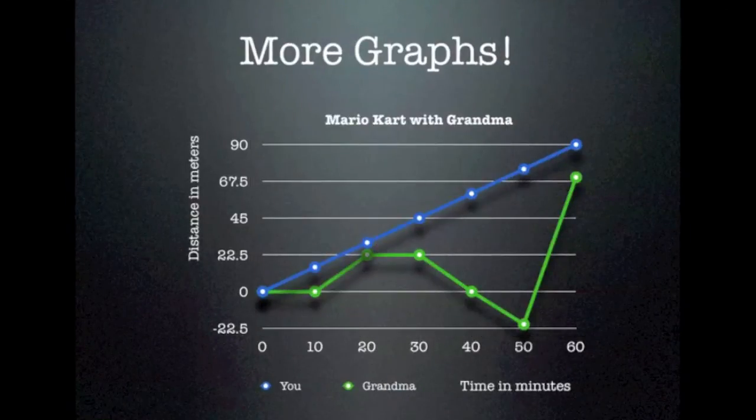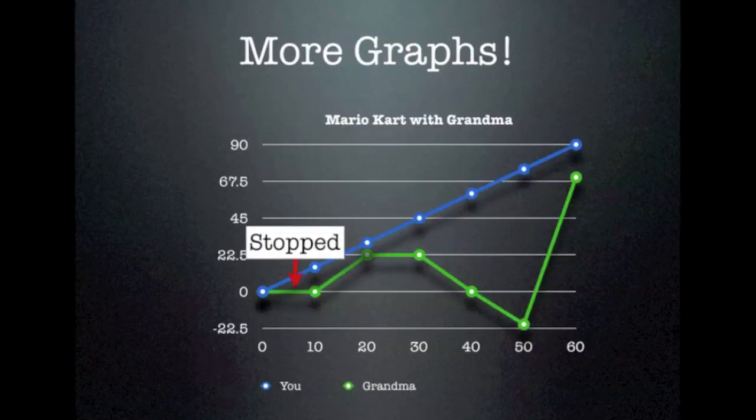More graphs. Here's another position time graph. You've got distance in meters up on the left and time down on the bottom. This is you playing Mario Kart with your grandma. She doesn't know what she's doing, but she's cool enough to try. So you start off, and she doesn't understand what button to press, so she's just sitting there. You can see that on the left-hand side, the distance is not raising at this part of the line.